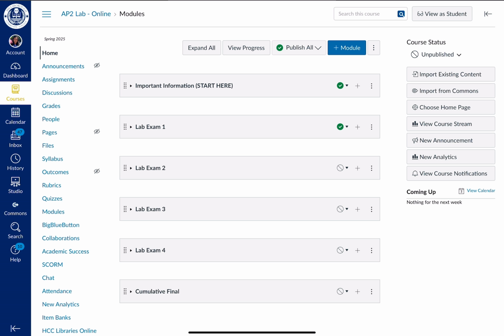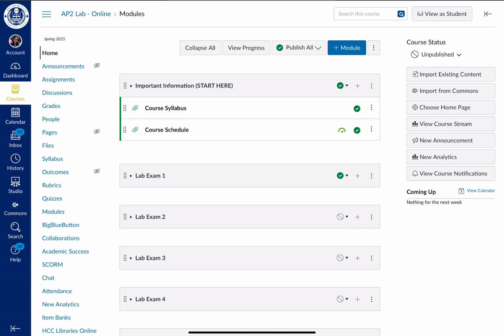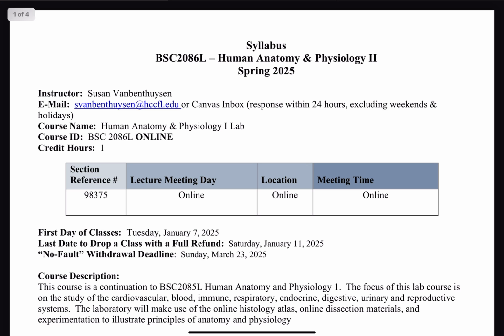Right now I have Lab Exam 1 published, and everything that you need for Lab Exam 1 will be available to you now. The first module that you see is the important information, Start Here. This is going to contain the course syllabus and the course schedule. Just to run through quickly the course syllabus, which is right here.